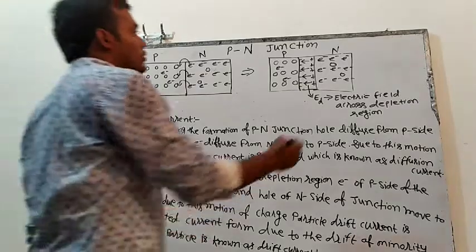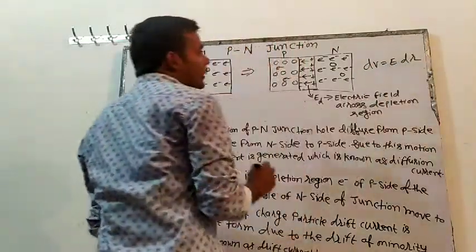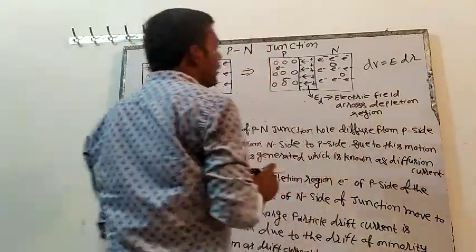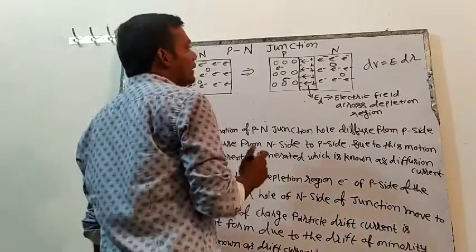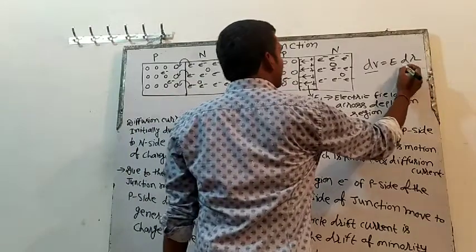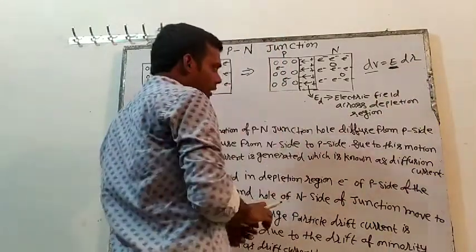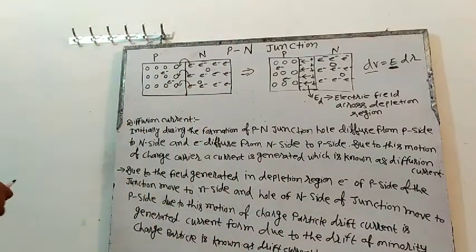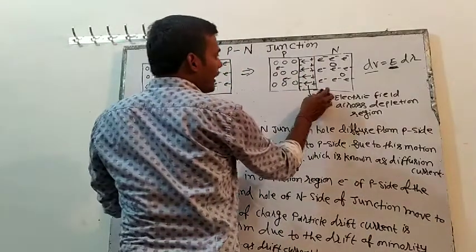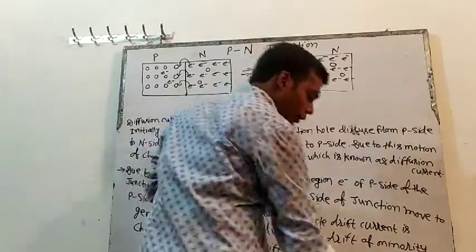You know this formula also, that dV is equal to E dR. That means if there is a potential difference, then an electric field will be generated. Here is a potential difference also. And understand one more thing here. Try to understand it. Up to this you have written. Try to understand one more thing.